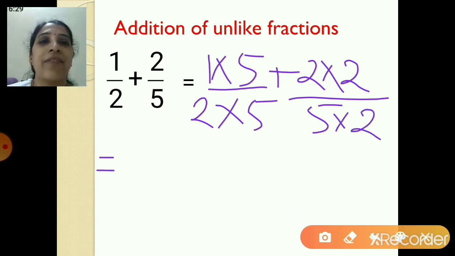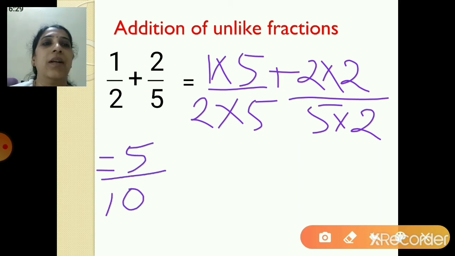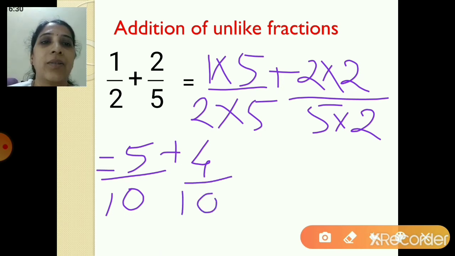Now what is 1 fives? 1 five is 5, and what is 2 fives? 2 fives are 10. Then plus, now what is 2 twos? 2 twos are 4, and what is again 5 twos? It is 10. So you converted it into like fractions: 5 upon 10 plus 4 upon 10.